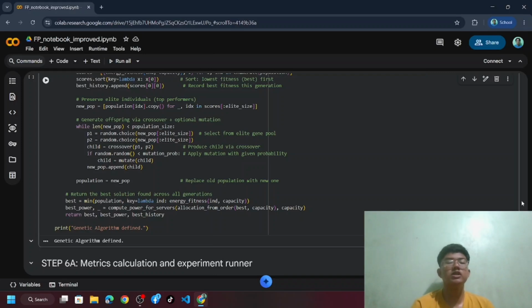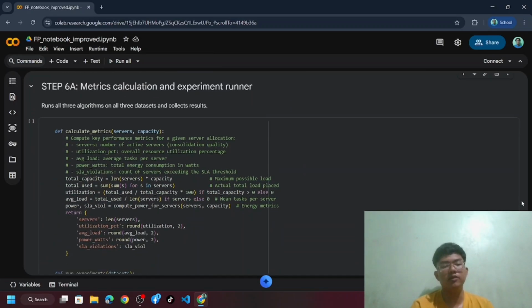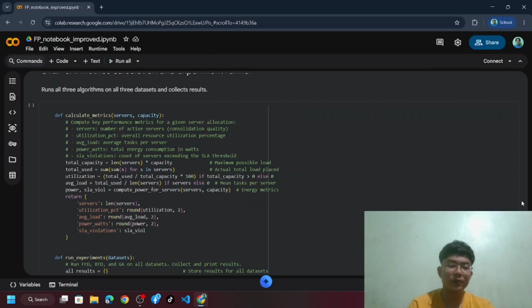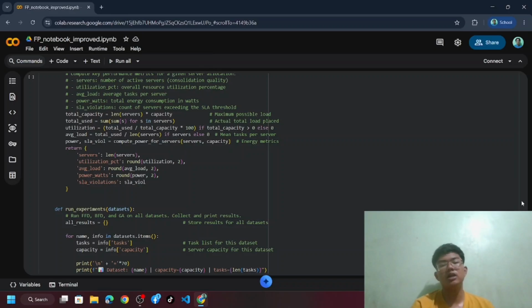To see if this complexity actually pays off, we compared our GA against two industry standards, first fit decreasing and best fit decreasing. We use a calculate metrics function to track the big four: active servers, resource utilization, total power consumption, and SLA violation. Finally, we ran these algorithms across multiple datasets using run experiments.